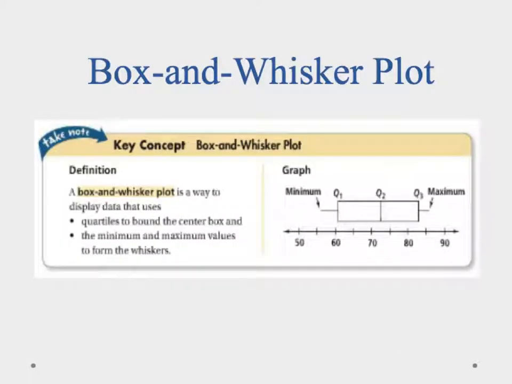All right, so with the box and whisker plot, it says a box and whisker plot is a way to display data that uses quartiles to bound the center box, and the minimum and maximum values form the whiskers. So this section here, Q1 to Q3, is called the interquartile range, or IQR. And again, the max and min form the whiskers.